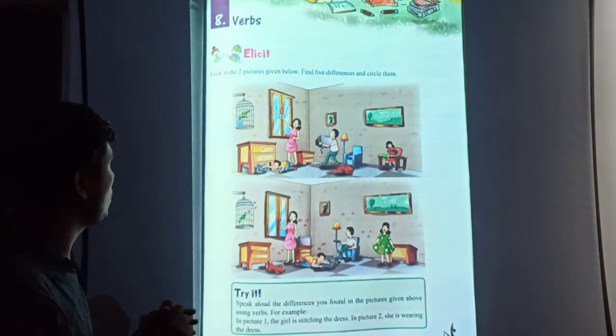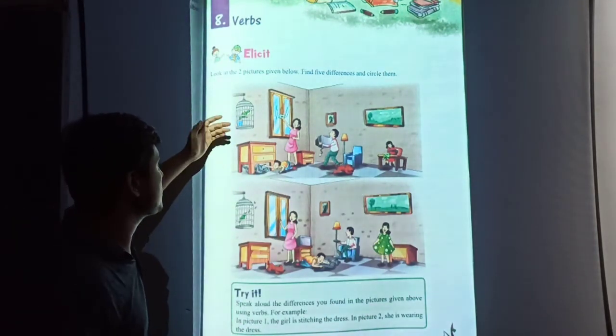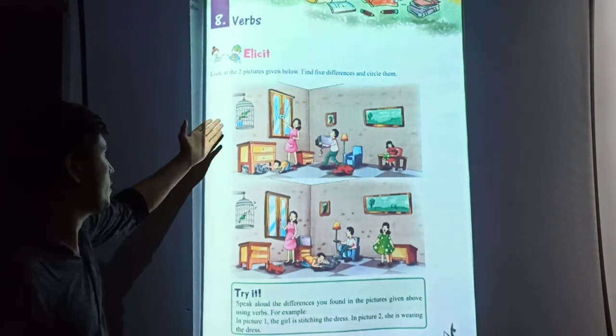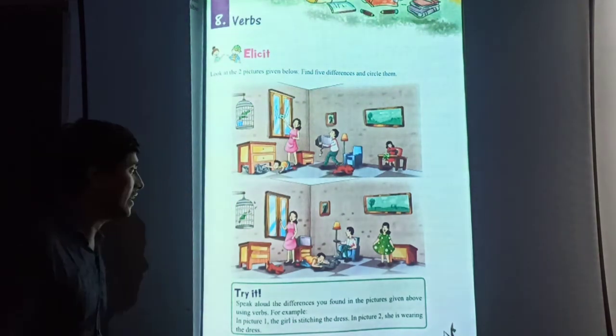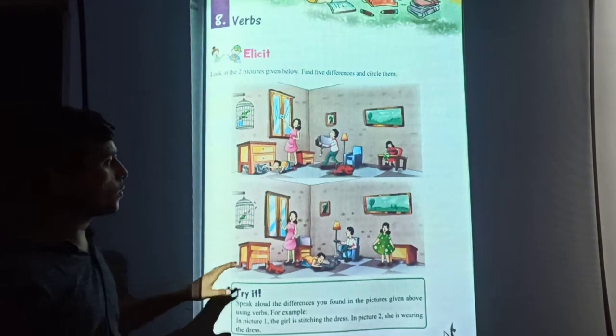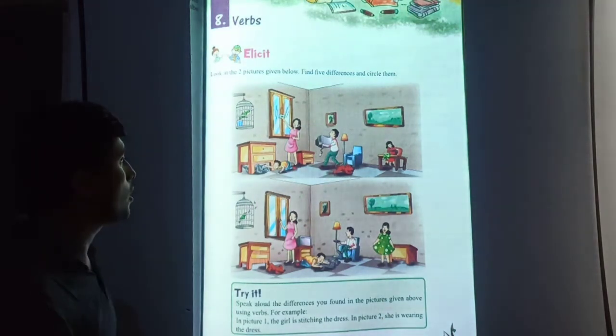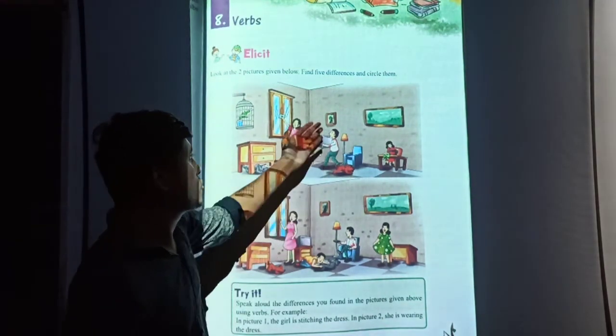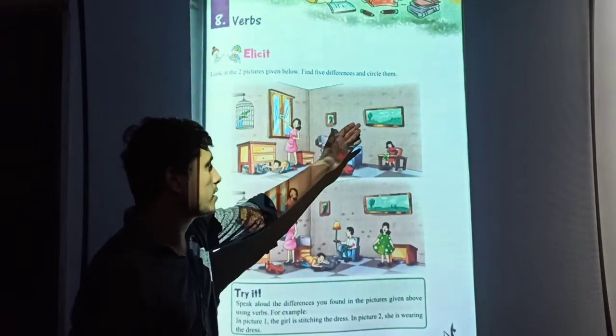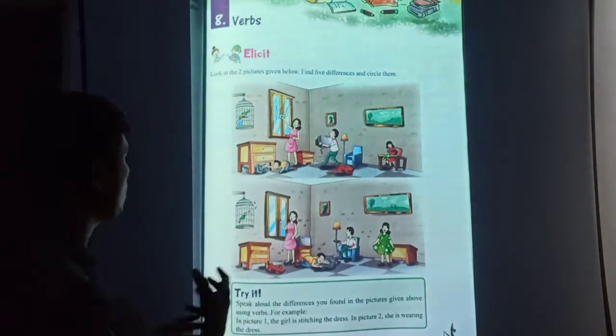So this is all we have discussed. One more difference is that there is water in this cage of the parrot, but there is no water in the other. Like this we can find out so many differences. Students, you can find more. Like this, there is a difference in the picture and there is a difference in the scenery. So there is a lot of difference.